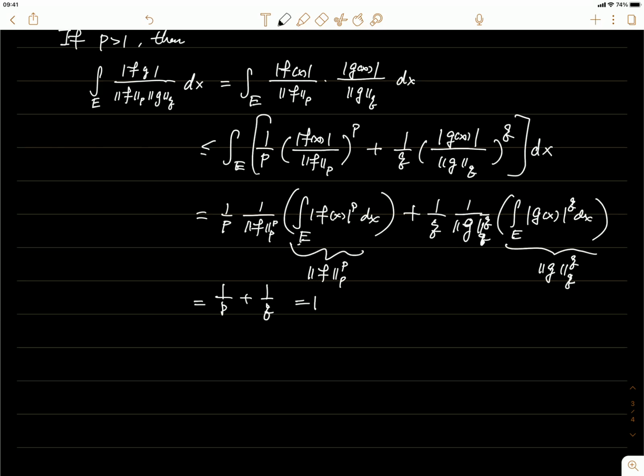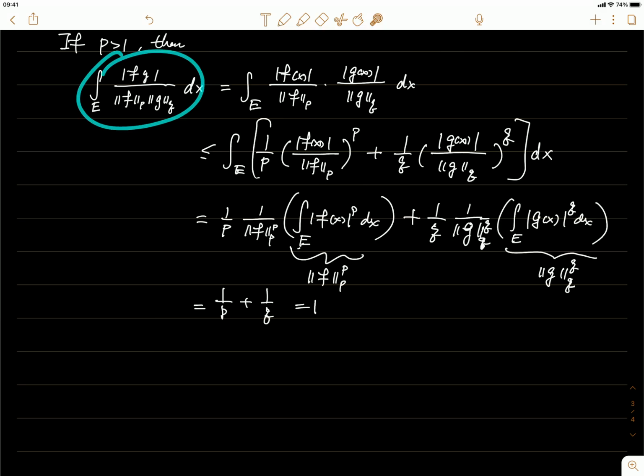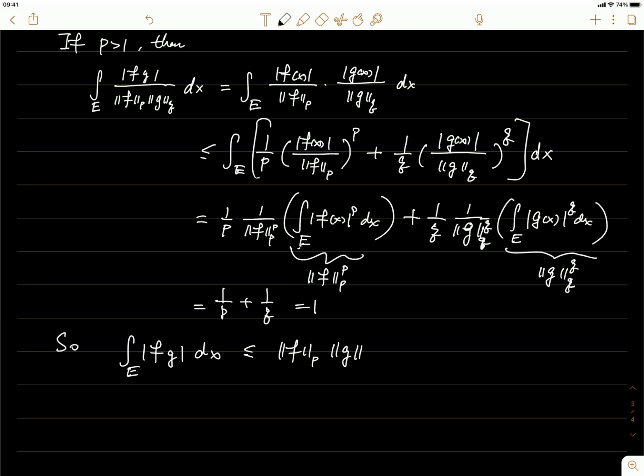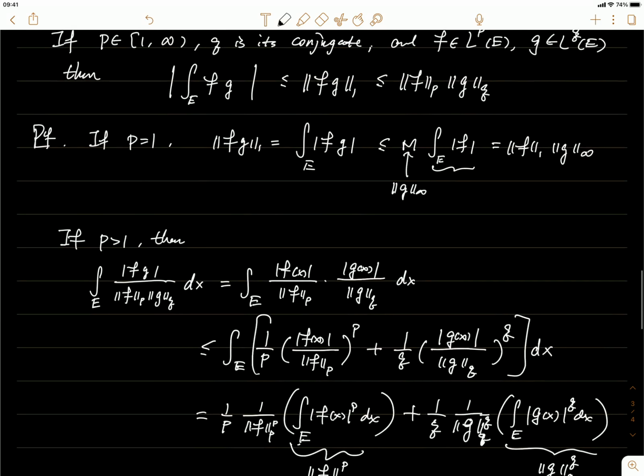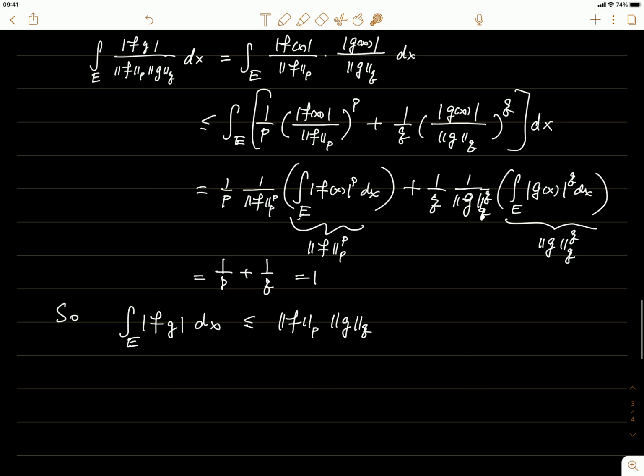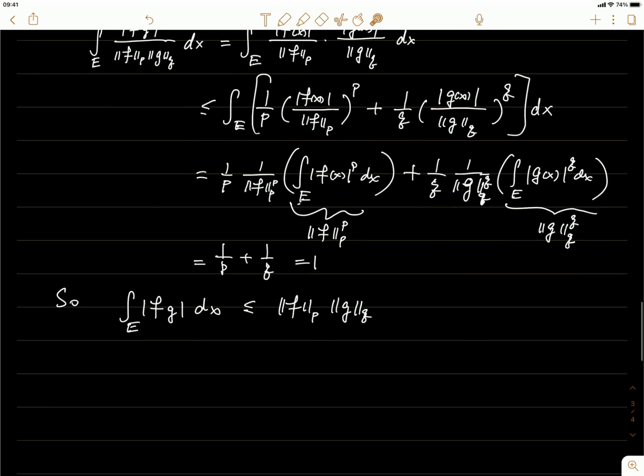And now we have shown that this is less than or equal to 1. But the norm product is just a constant, so we can pull it out, and multiply both sides by it. I will just get the integral of fg dx is less than or equal to the p norm of f times the q norm of g. And that is the second inequality that we wanted to prove, which is called Holder's inequality. So that's Holder's inequality, also very, very famous.